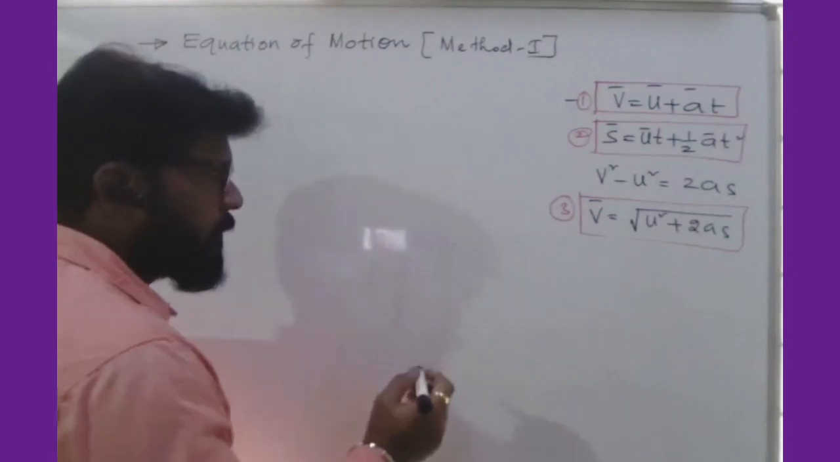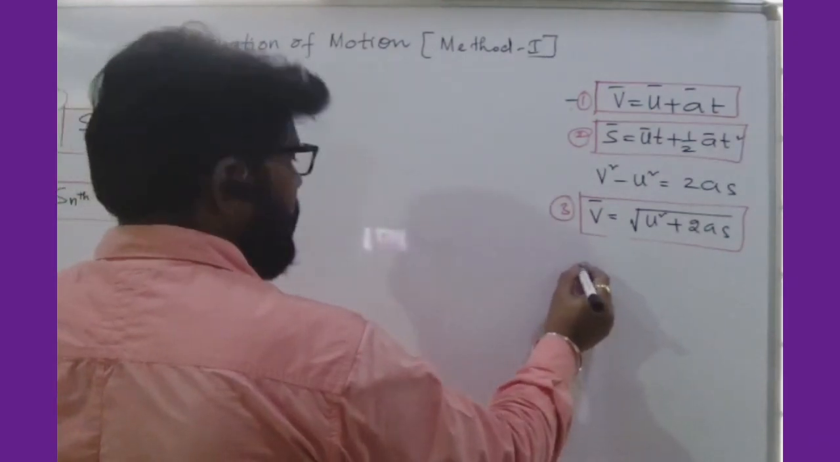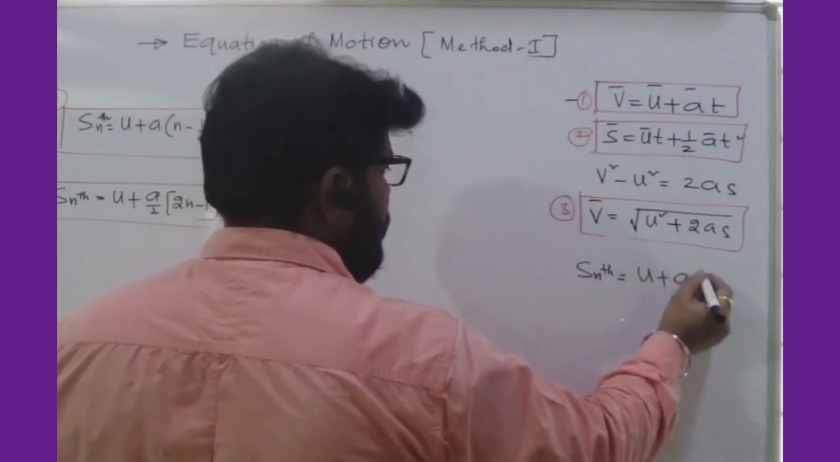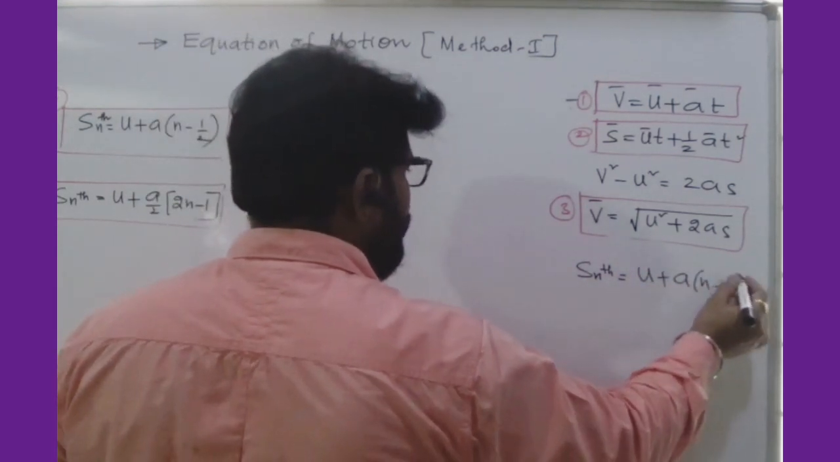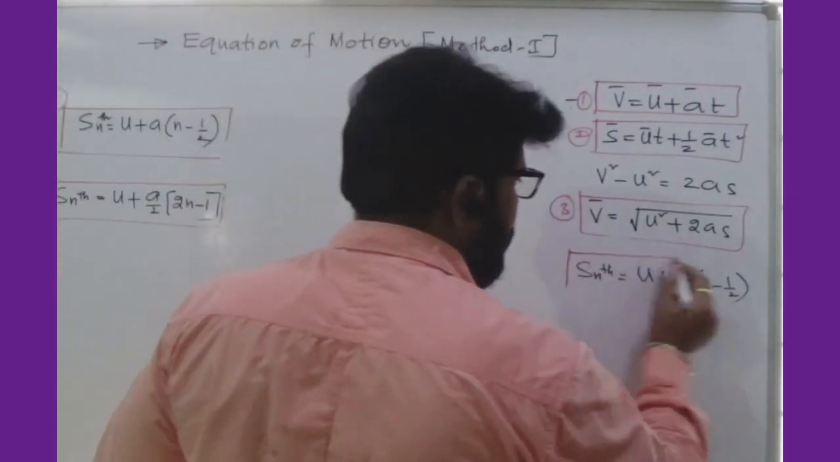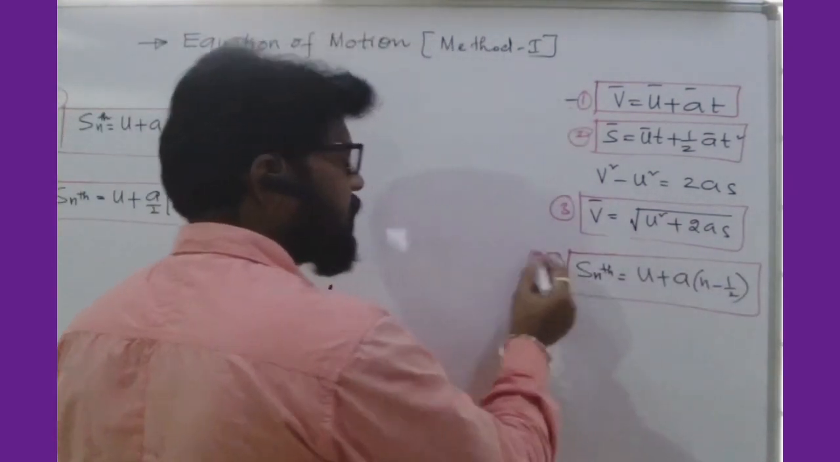And the last one, Sn, the distance travelled in the nth second, can be written as u plus a into n minus 1 by 2. Right, this is the fourth equation. Let me keep this fourth equation here.